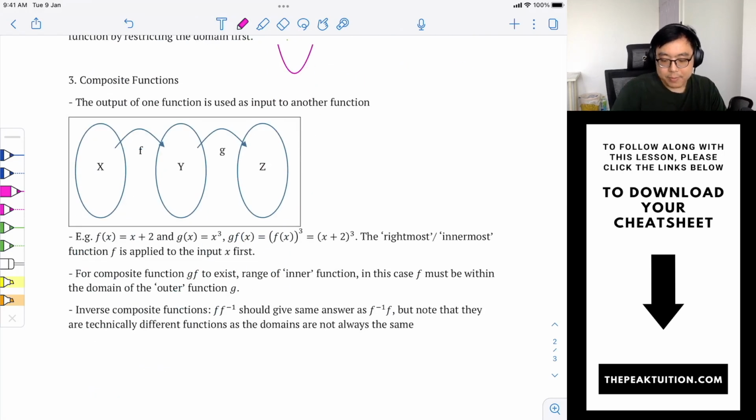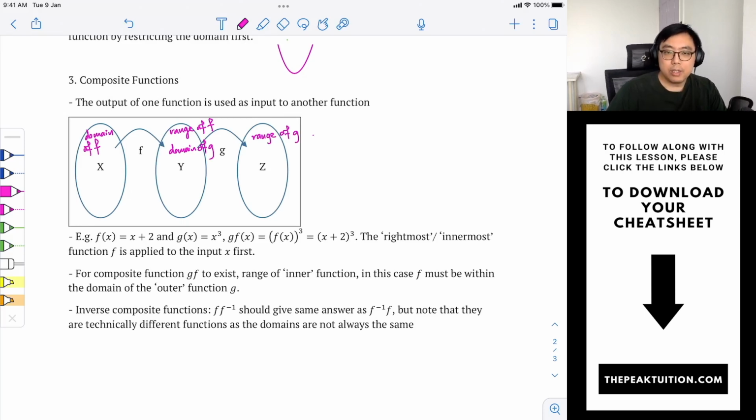So next, there can be composite functions that are composed of multiple functions. In this case, the output of one function is used as the input for another function. So in the diagram, it will look like this, where this is the original domain. This is the domain of f, the range giving us the range of f, which serves as the domain of g. And finally, it gives us the output.